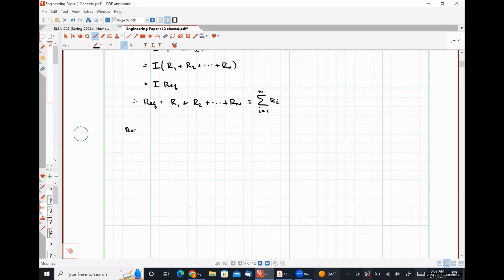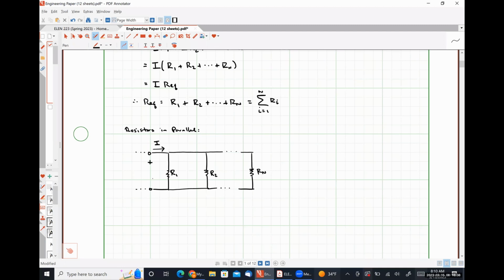For resistors in parallel, we can follow a similar derivation, except we're going to need to use Kirchhoff's current law. So let's say that I have a network of resistors. They're all connected in parallel now. So here's R1. Here's R2. All the way out to some nth resistor connected in parallel. Once again, this network could be part of a larger network where some known amount of current I is flowing into this resistor network.